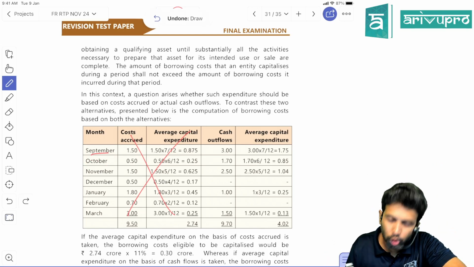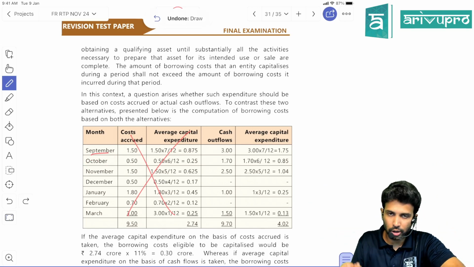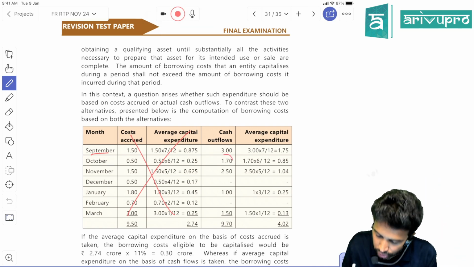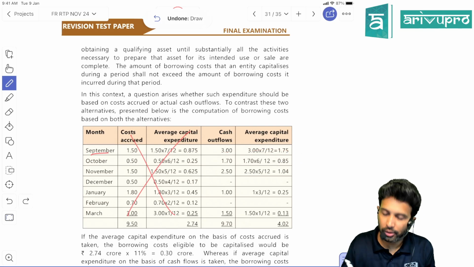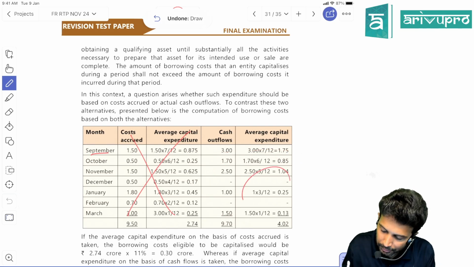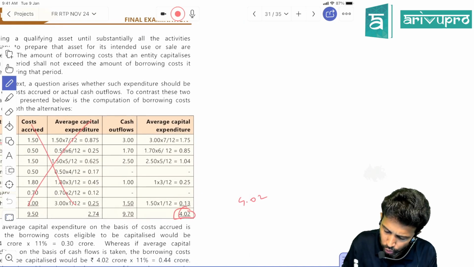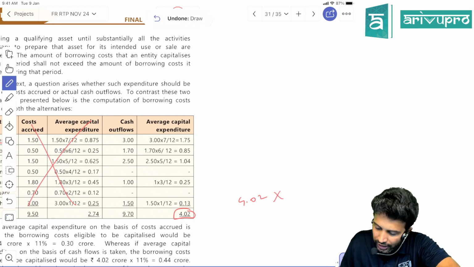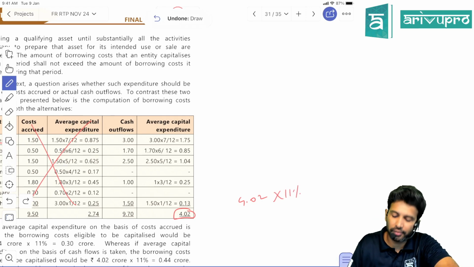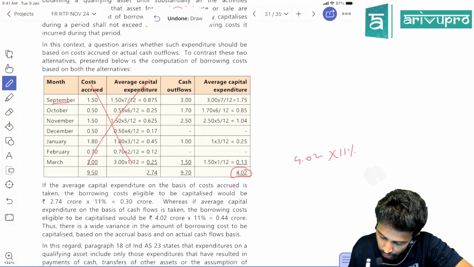This you've incurred in October. So October to March, if you count, 1st October it is, so it will be 6 months. So 1.7 into 6 by 12, you'll get the value. So take the respective amount and multiply by the respective weight. You'll get this much amount, right? And then finally 4.02 you got. This is the expenditure. To that you multiply the capitalization rate, which is 11%. That's what they've done here.